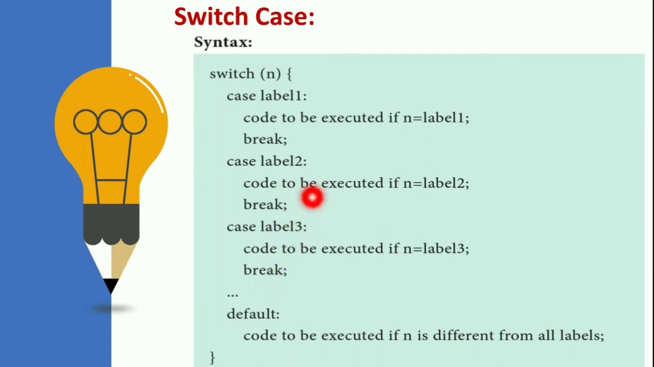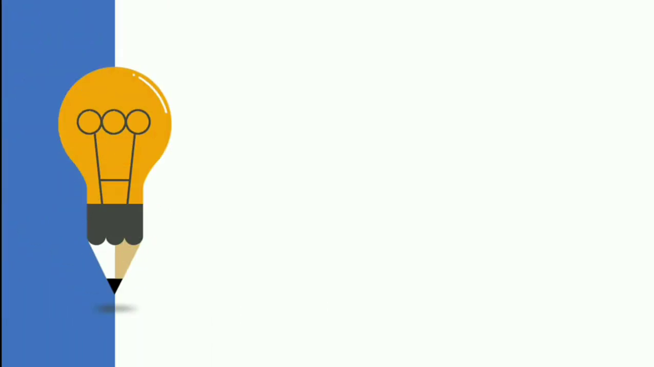Sometimes no conditions will be satisfied. At that point you have to give a message to the user, so we write the default case. Default is a keyword, you should write it as it is in lowercase and put a colon, and below that you can write the printable statement. So this is the general syntax. Now look at an example of this switch case.